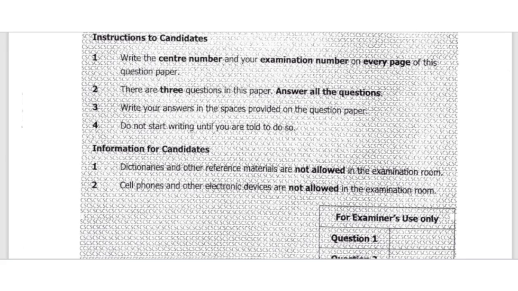I've seen some students who tend to be more intelligent than the others. They want to start. I don't know if it's panic. I don't know if they are just anxious. Please do not start writing until you are told.